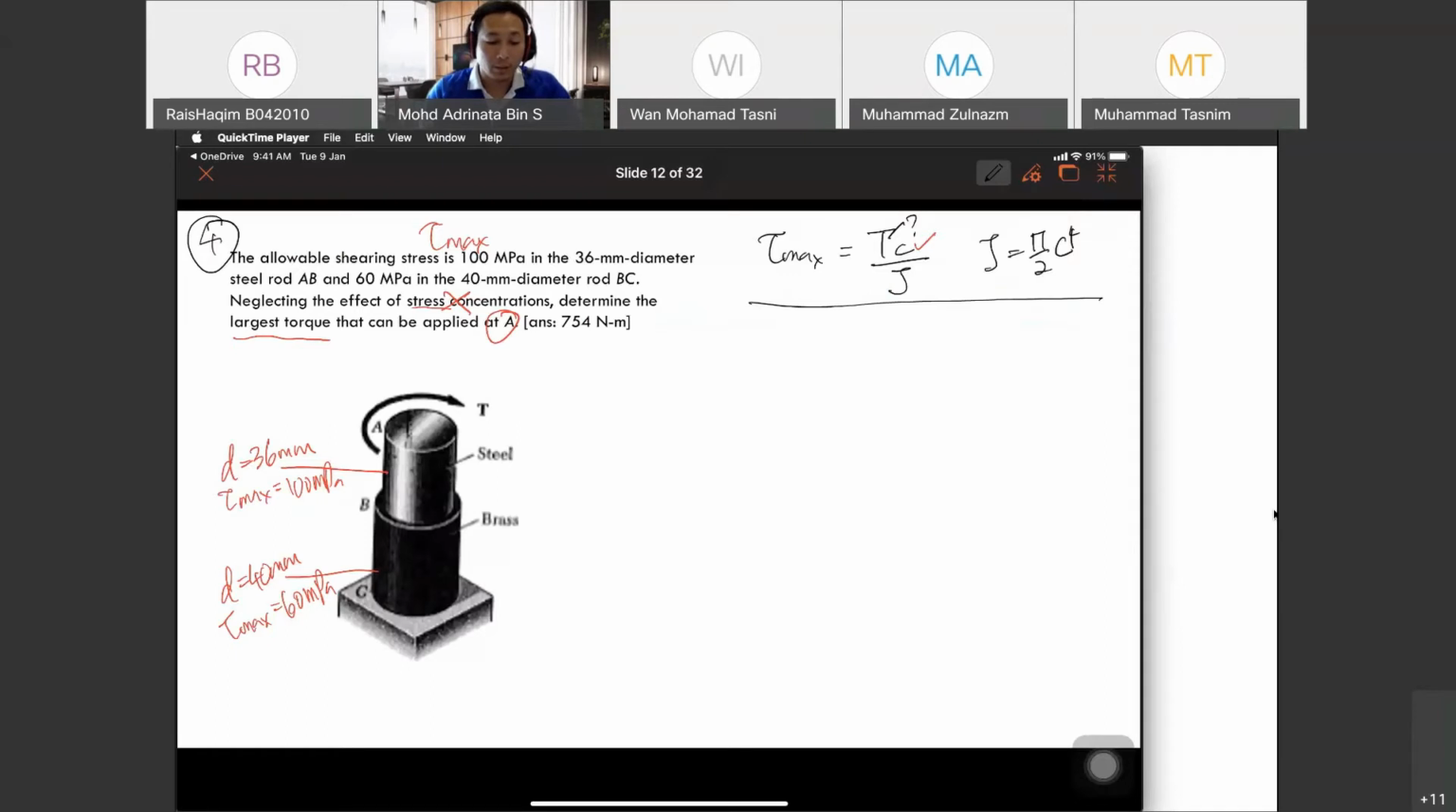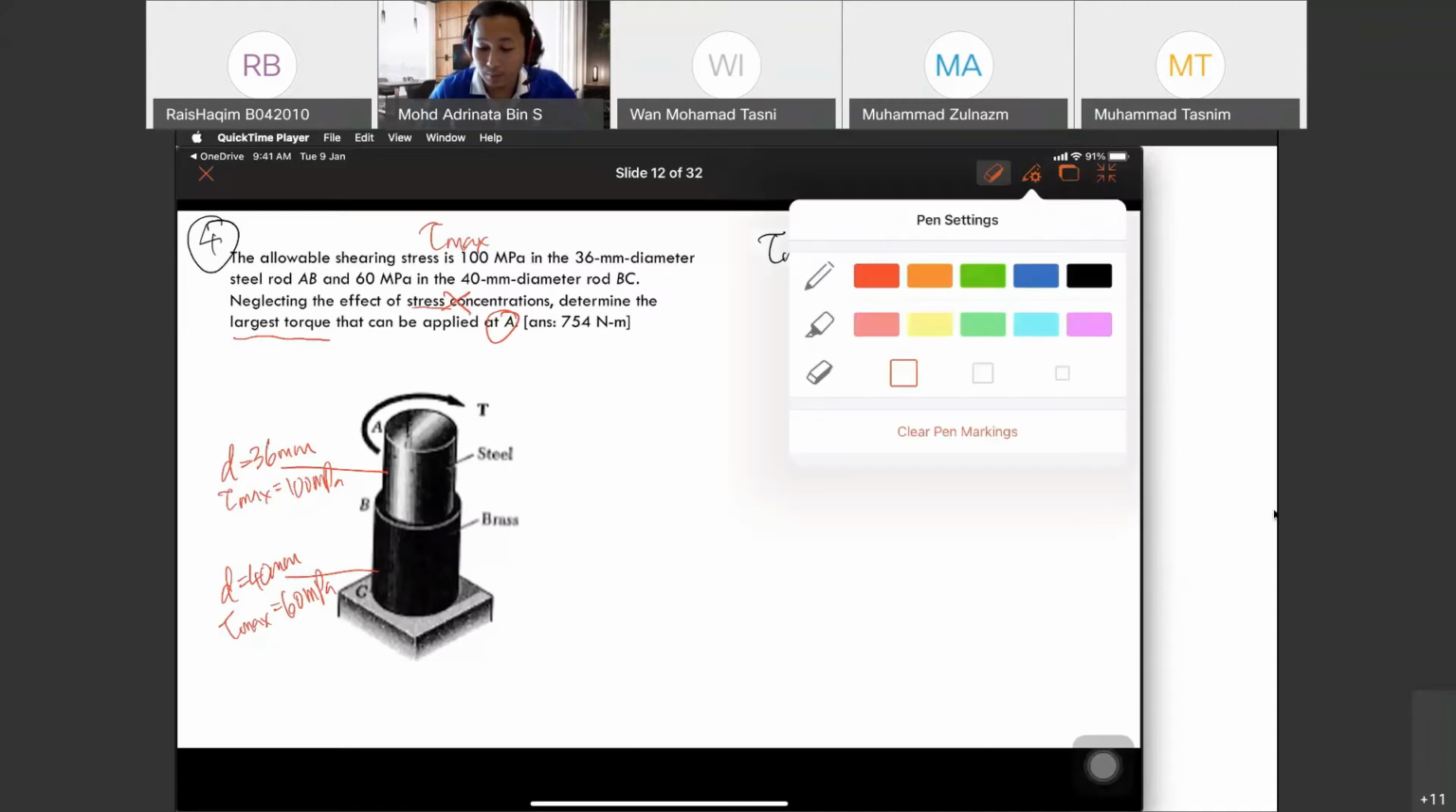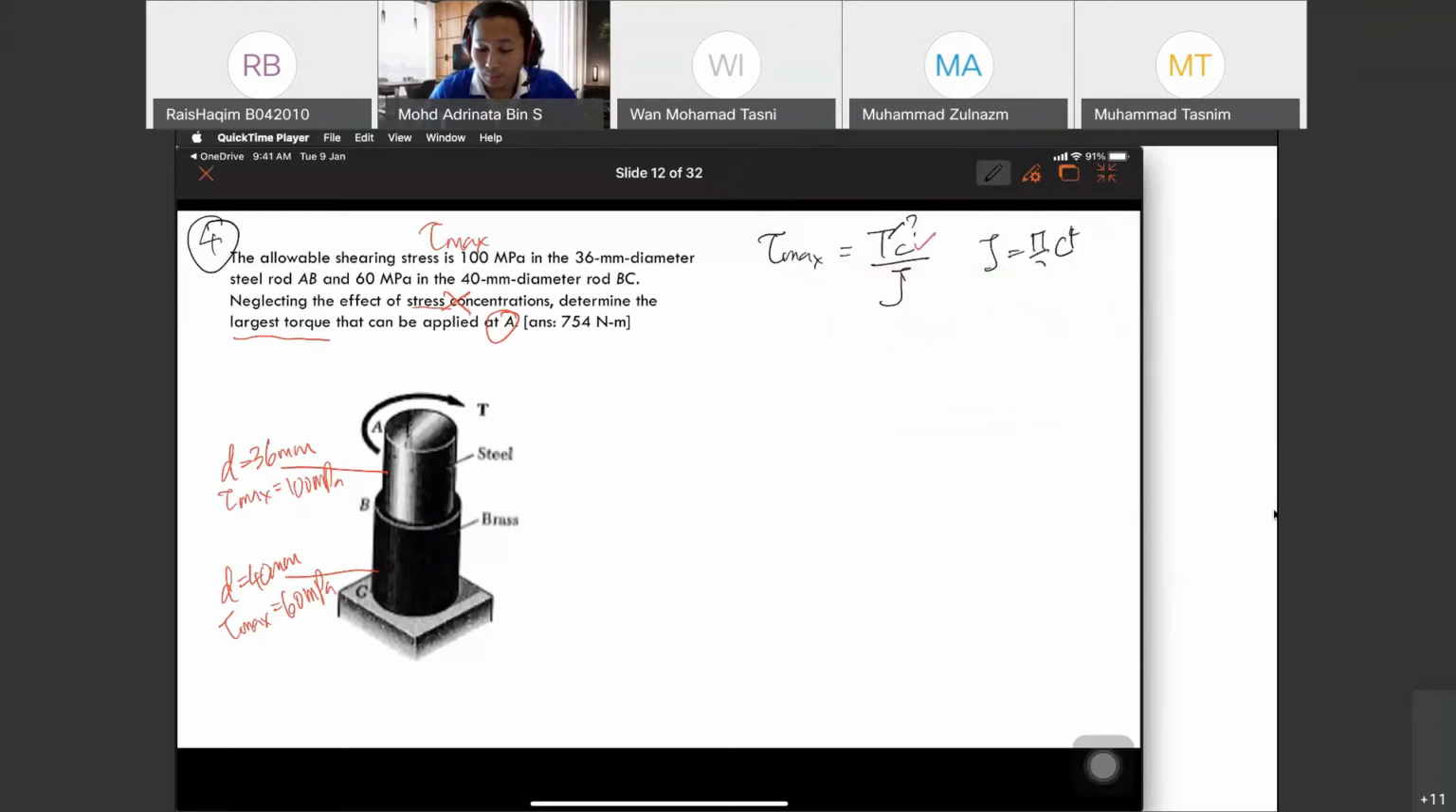Determine the largest torque can be applied. So kita ada tau max. So daripada sini, sekejap, saya padam balik. Masukkan ke dalam sini. So tau max equals to 2T over pi c to the power of 3. Okay. So torque kena cari. Torque is equals to pi c to the power of 3 tau max divided by 2.